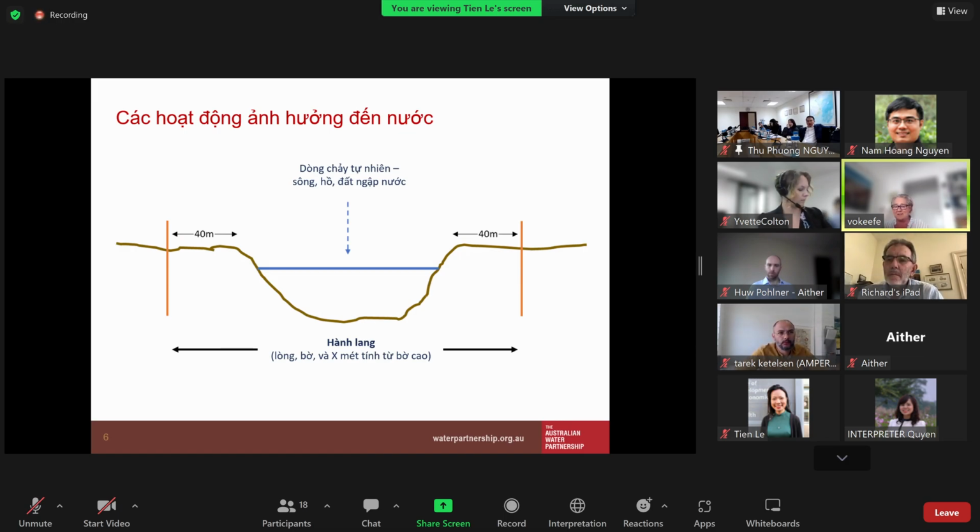That 40 metres is just what we use in my state. It's whatever you so want it to be. But the water affecting activities are anything that may affect any activity or construction or infrastructure that may affect the stability of the waterway or the flow of water in the waterway.